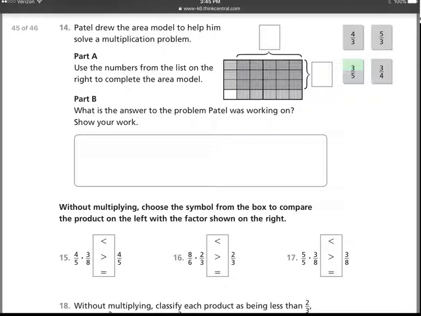All right, I have a model that I'm using to help me solve a multiplication problem. Part A says use the numbers from the list. We're going to be using numbers over here. We have 4 choices to fill in our 2 blank spots. There will be points given if you put the right numbers in, as well as a point given if you solve the answer correctly.